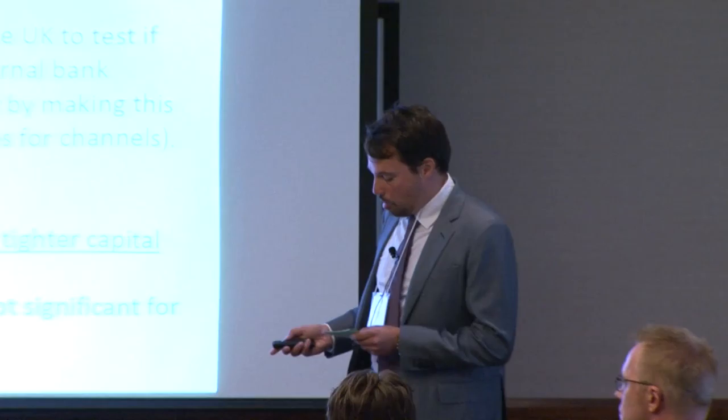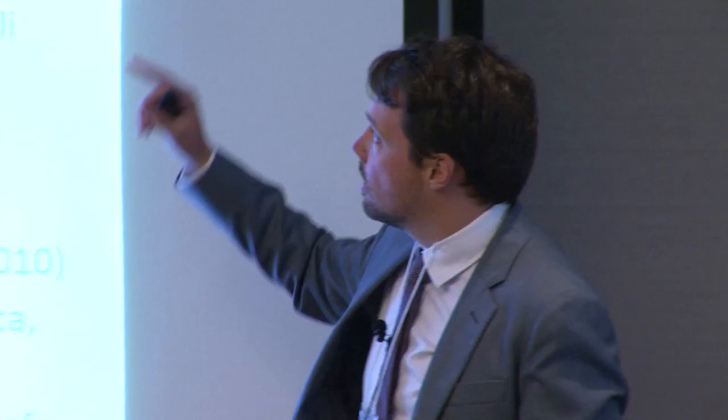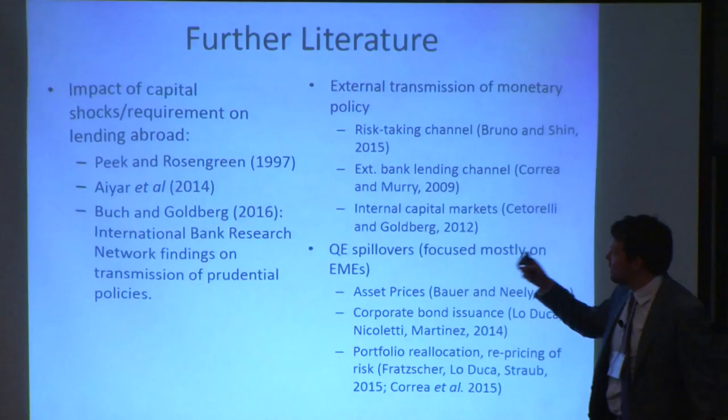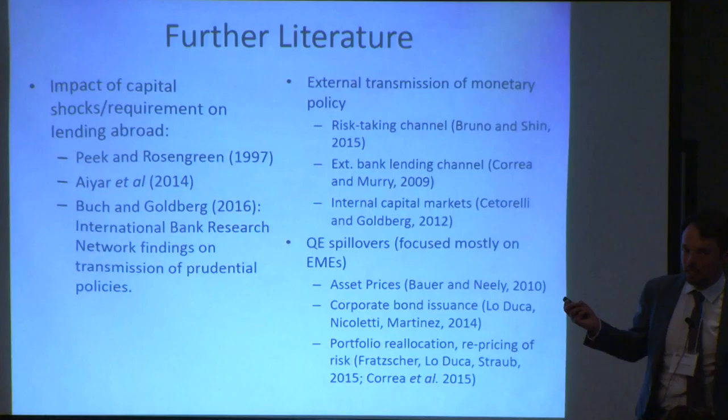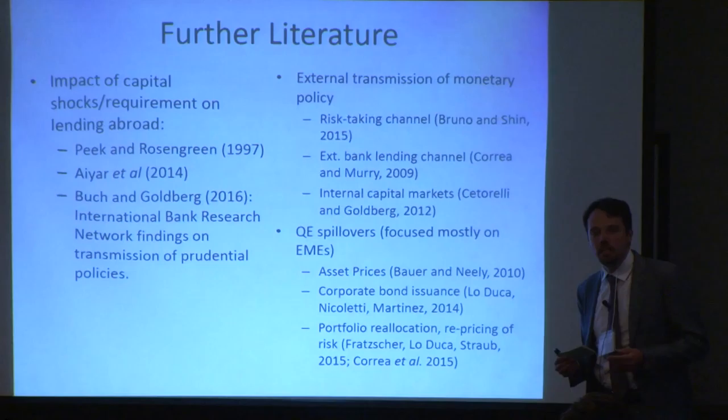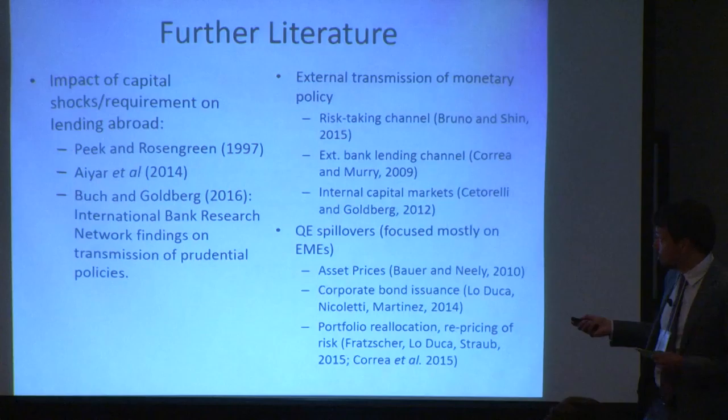Before getting into further details, this is a slide giving a further overview of the literature, but I actually have to skip it because of the time constraint. Maybe just highlighting one recent paper a bit closer to my heart, from Claudia Buch and Linda Goldberg, who are heading the so-called International Banking Research Network. It's a network of around 30 central banks and research teams, and they summarize in this paper the transmission of a whole range of prudential policies across borders to other countries. So it's quite interesting.